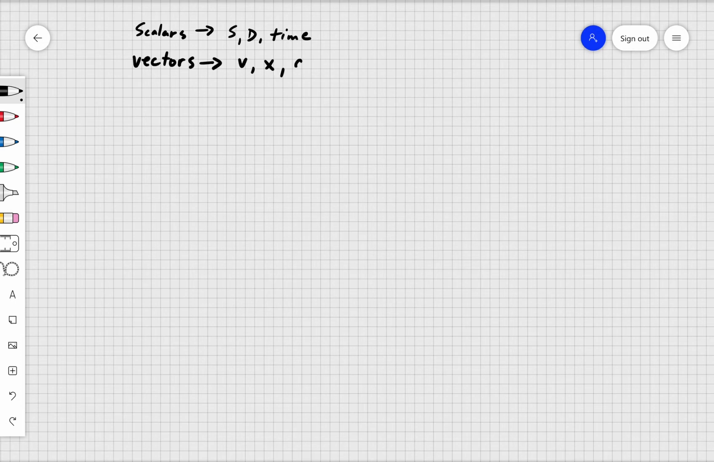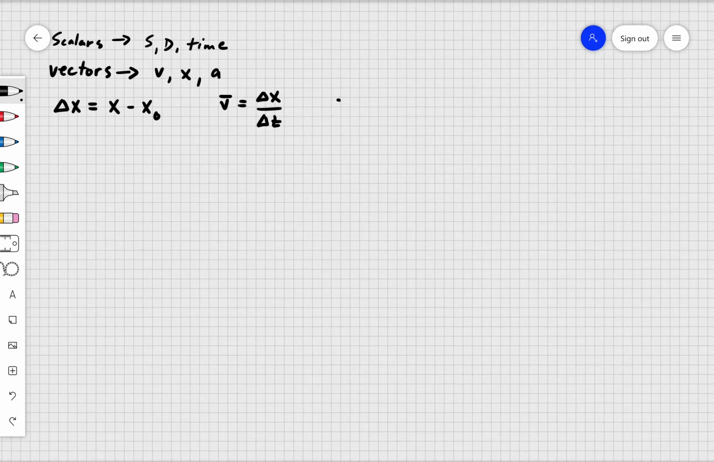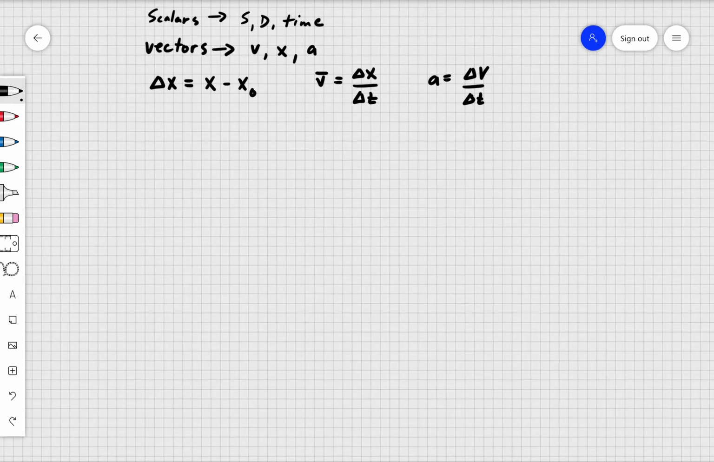displacement, and acceleration. We know that displacement is the change in position, x final minus x initial, x minus x naught. We know that the average velocity is defined as the displacement over time. We know that acceleration is change in velocity over time. And now this is actually an average acceleration, but if you will recall, for us, accelerations are constant, so we don't need to really worry about that at this time.